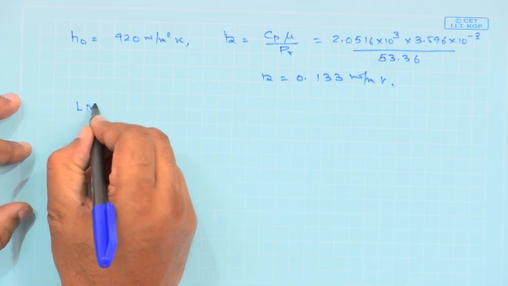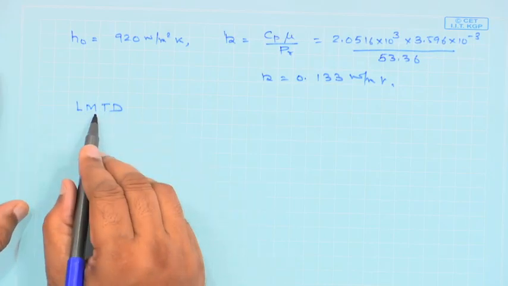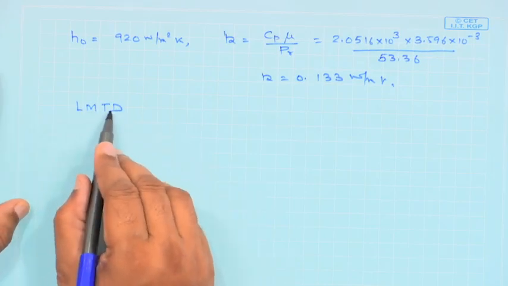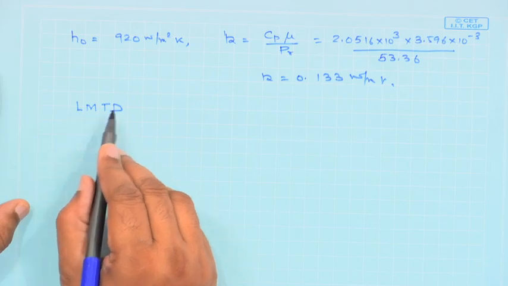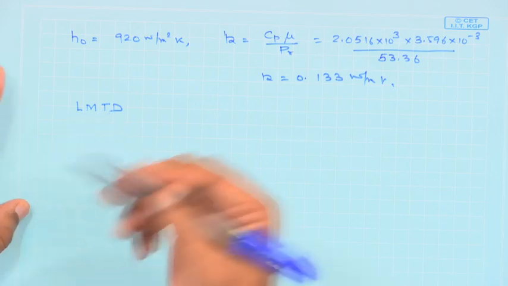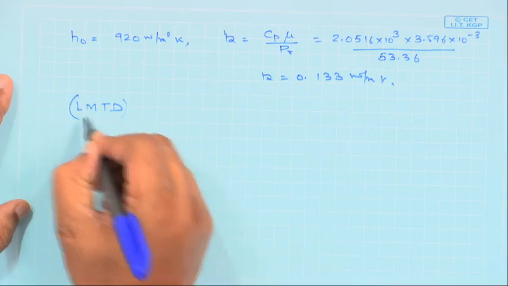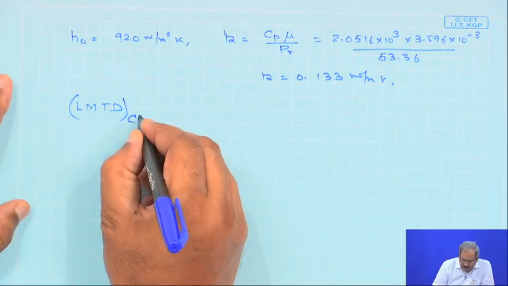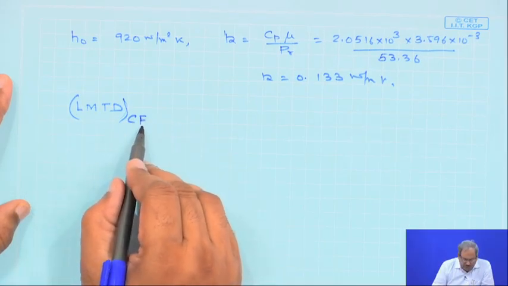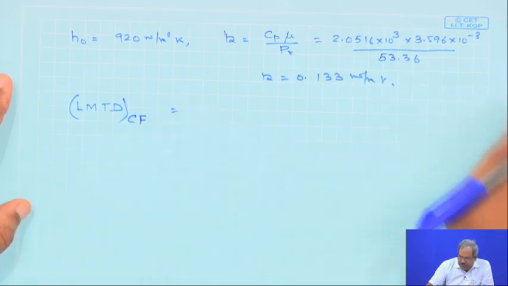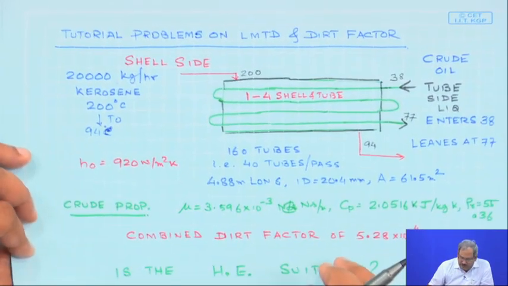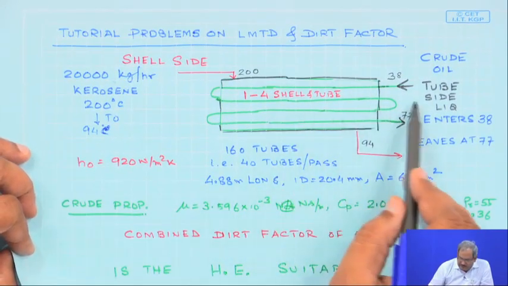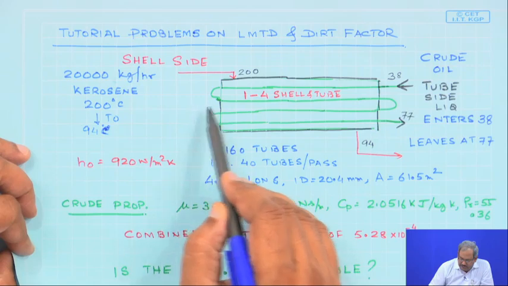Now, I need to calculate LMTD, and since it is a multi-pass heat exchanger, a corrected value of LMTD is to be used. In order to obtain the corrected value, I have to multiply the LMTD by the factor F, which we have described. This LMTD is to be calculated based on counter flow. So, if we go back to this figure once again, based on counter flow, what we have is as if the whole fluid is moving in this direction.